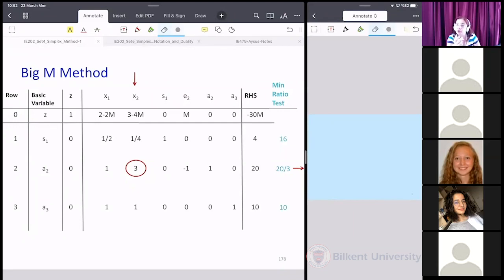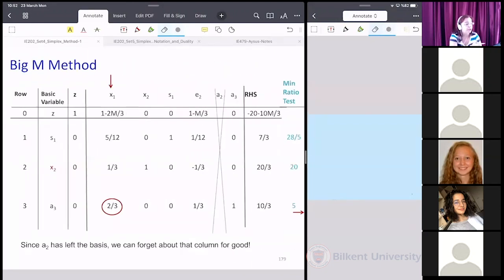So we start with the most negative, which is x2. x2 is entering. I'm applying my ratio test. And as you see, A2 wins. So in my first iteration, I'm kicking the artificial variable 2 out of my basis. It becomes non-basic, so its value becomes 0, right? So I do my iteration.